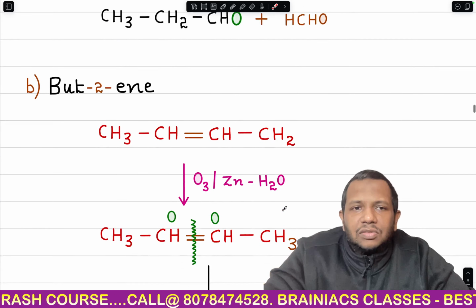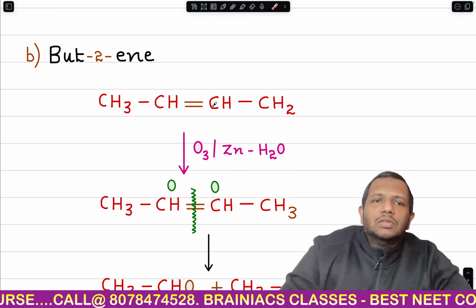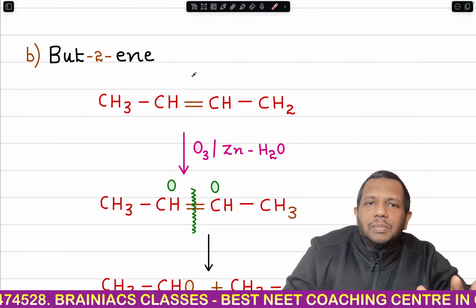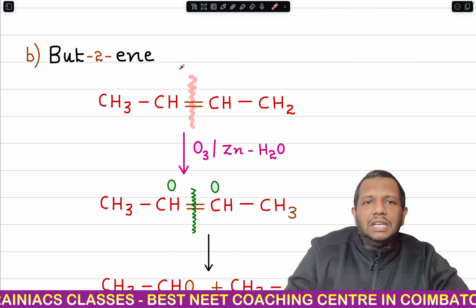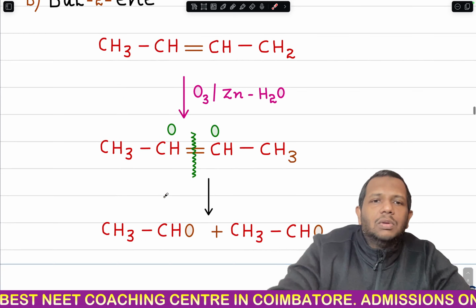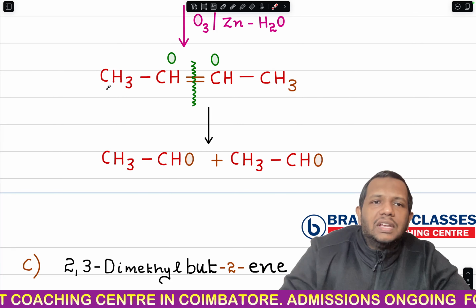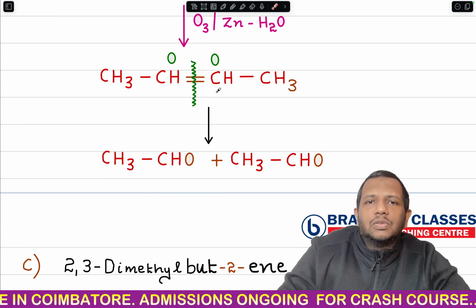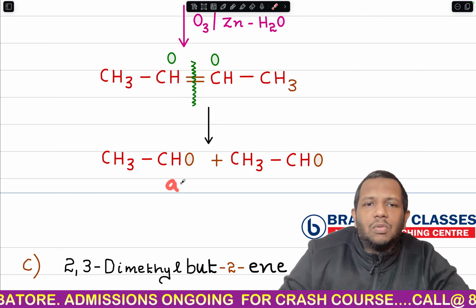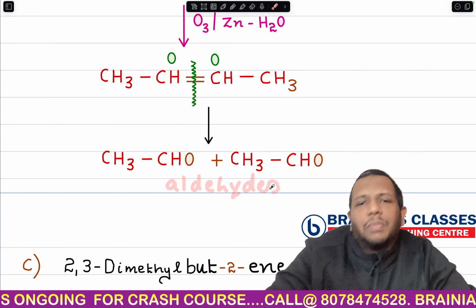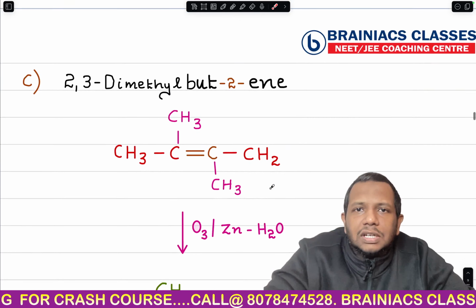Okay. Next we will try with but-2-ene. So but-2-ene means the position of the double bond will come here. Again, the method remains the same. Break the double bond completely and distribute oxygen on both sides. So here you are getting CH3CHO, and here also CH3CHO. So both of them are what? Aldehydes. But we are expecting a ketone as the product. So we'll go to the third option.